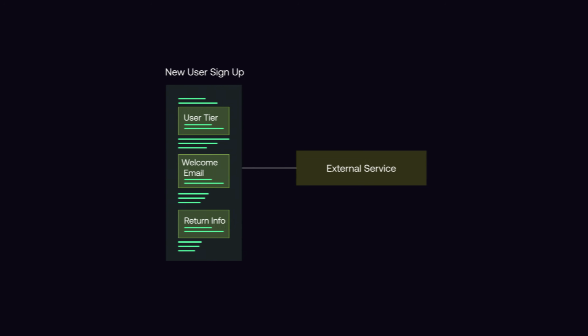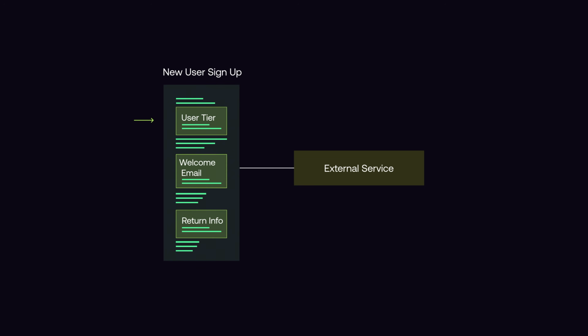That's because activities have an important characteristic. They can be retried when they fail. This means that any transient failures, like network outages or a service going down unexpectedly, do not lead to workflow failure. Suppose you have a workflow that represents a new user signing up.